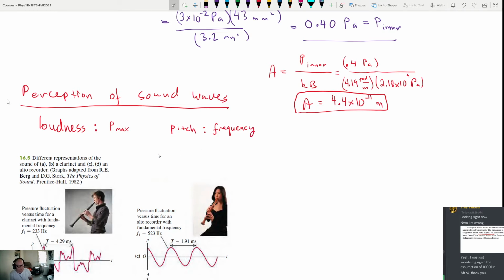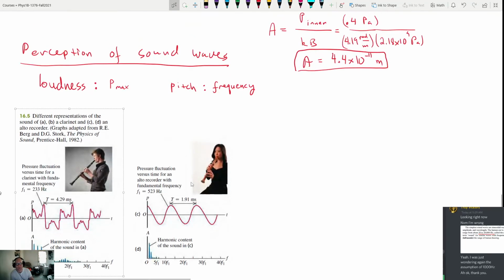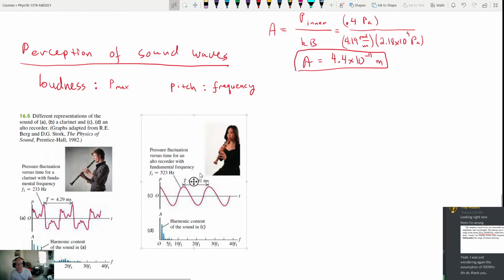And then the other thing to understand is that not all sound waves are going to be as simple as the ones we've described. So shown here are two different sound waves, one that's being produced by a clarinet, and then C and D, these are produced by an alto recorder. A recorder is just something that's similar to a clarinet but produces a different kind of sound.